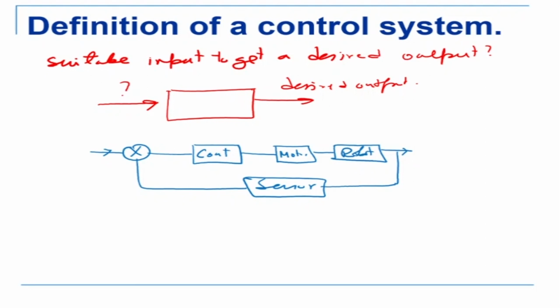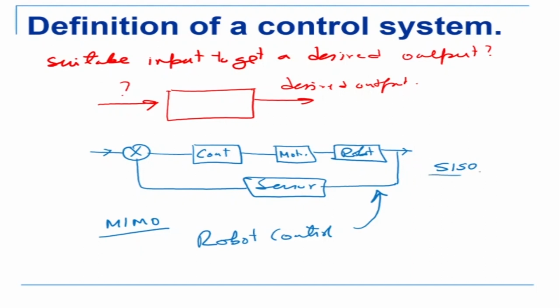Now we can also have a multi-input and multi-output system. So these are called single input single output systems. We can also have multi-input multi-output systems, in which you have multiple inputs going into the system and there are multiple outputs coming out of the system. Okay, now robot control basically falls in this category. Okay, but we are going to simplify things and we'll make the assumption that we are going to design a control system which is a single input single output system for simplicity. Okay, but in reality a robot system is a multi-input multi-output system.